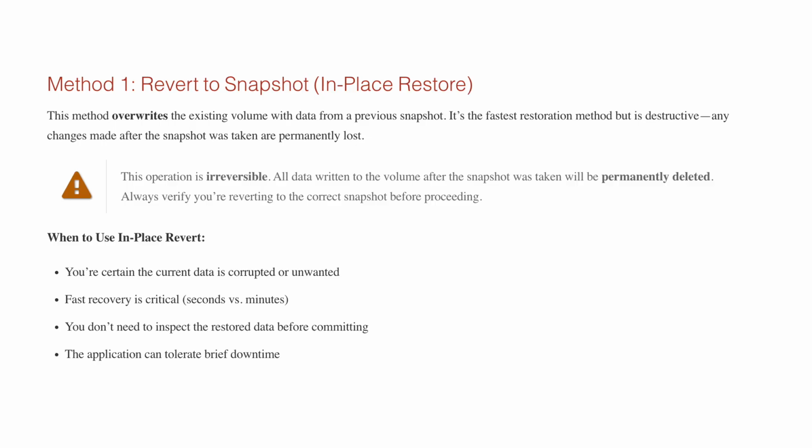There are two methods for restoring from snapshots. Method 1 is reverting to a snapshot, which is an in-place restore. This overwrites the existing volume with data from a previous snapshot. It's fast, but destructive. Use this when you're certain the current data is corrupted and fast recovery is critical.